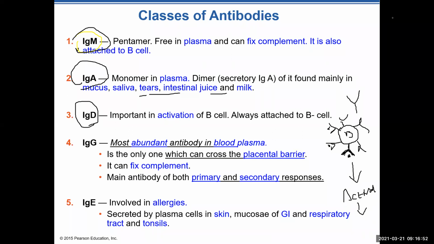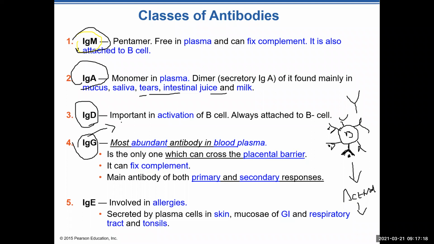Then comes a very special kind of antibody, which is called IgG. It's very, very special. Many questions can be asked about it. So what is an IgG? Why is it special? It's special because it's the most abundant, almost 75 to 85% of the antibodies circulating in our blood plasma belong to IgG. So very abundant.